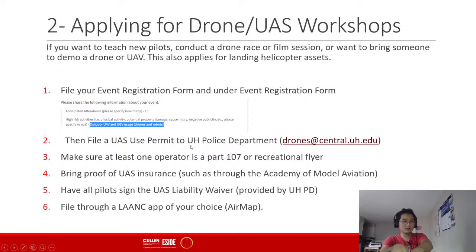Make sure at least someone in your organization who is attending the event is a Part 107 pilot, so that is a Federal Aviation Administration drone pilot, or a recreational flyer that has been approved by the UH Police Department to train or practice. Make sure, if you are bringing someone off campus, to bring UAS insurance. So if you're a member of the Academy of Model Aeronautics, you can just bring your AMA member card. Make sure that all pilots and operators sign a UAS liability waiver provided by the UH Police Department when you contact them.